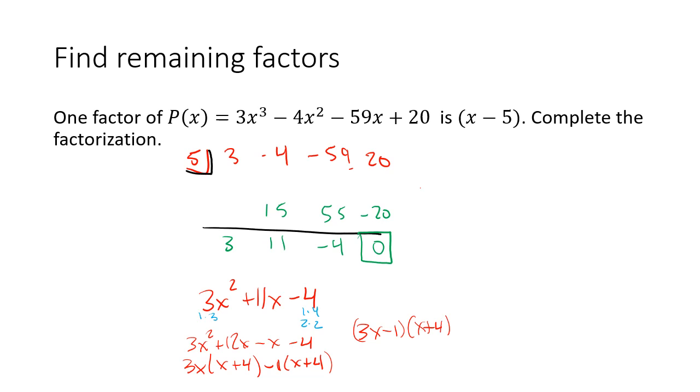And then, of course, if I want to write what this actual polynomial is factored, I'd have my original factor, which is given to me as x minus 5. And then these other two that I just found, so 3x minus 1 and x plus 4. So there we go. We completed the factorization of that polynomial.